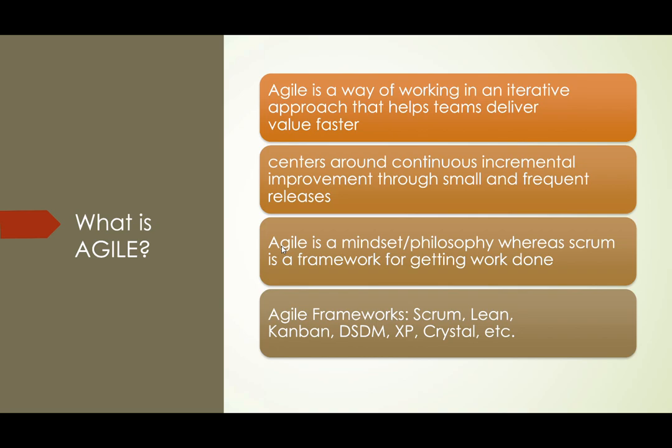Moving on to the next point, agile is a mindset philosophy, whereas scrum is a framework for getting work done. A lot of people confuse Scrum with Agile, but actually, Agile is a way of working. It is a method that has certain values and principles using which the development can be done faster and the output will be more adaptive. Whereas Scrum is a framework.